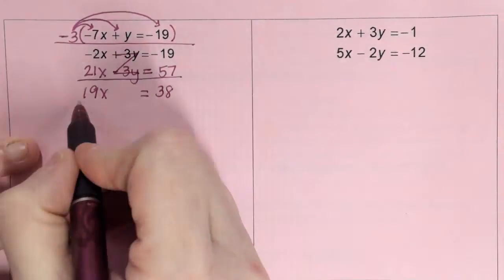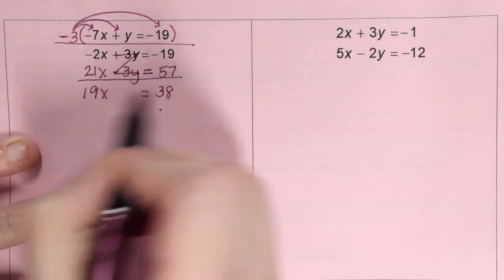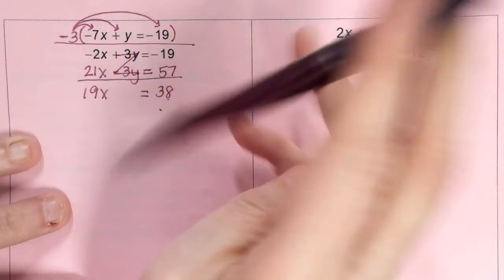Now, at this point, you could put this in your calculator. You could put this in y1 and this in y2 and look for the row where they're the same. But again, this is a 6th grade equation.